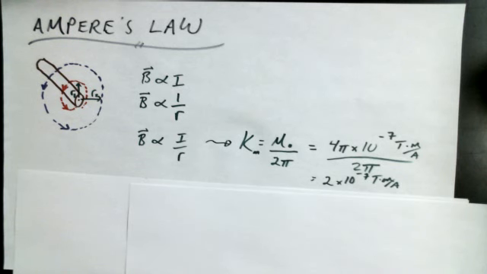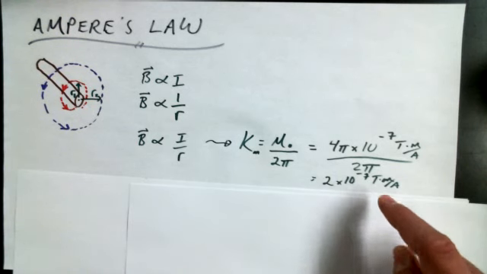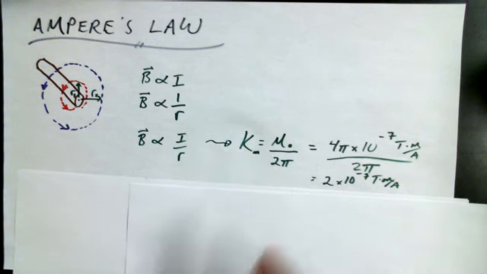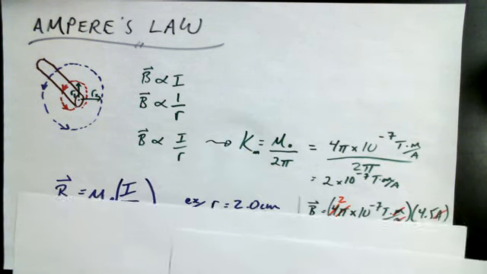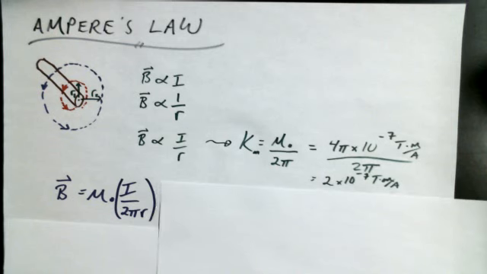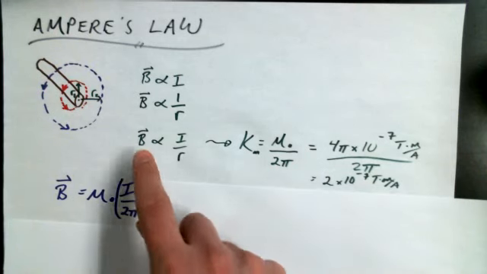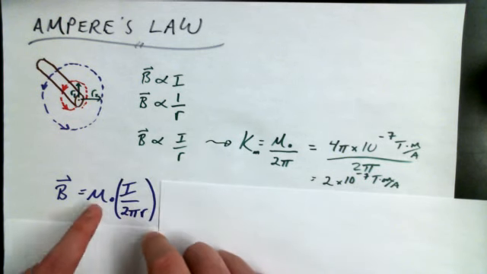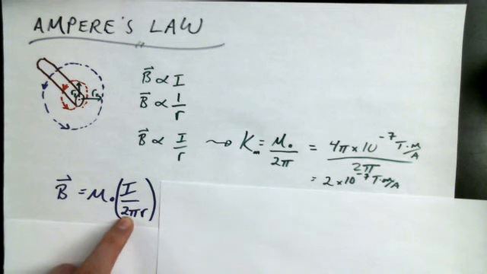So 2 times 10 to the power of negative 7 Tesla meters per amp would be the K value, but more people would express it in terms of mu naught. Now, if I want to introduce that constant into the magnetic field equation, rather than having magnetic field as proportional to current over radius, here's the current over radius, mu naught over 2 pi would be introduced in this way.